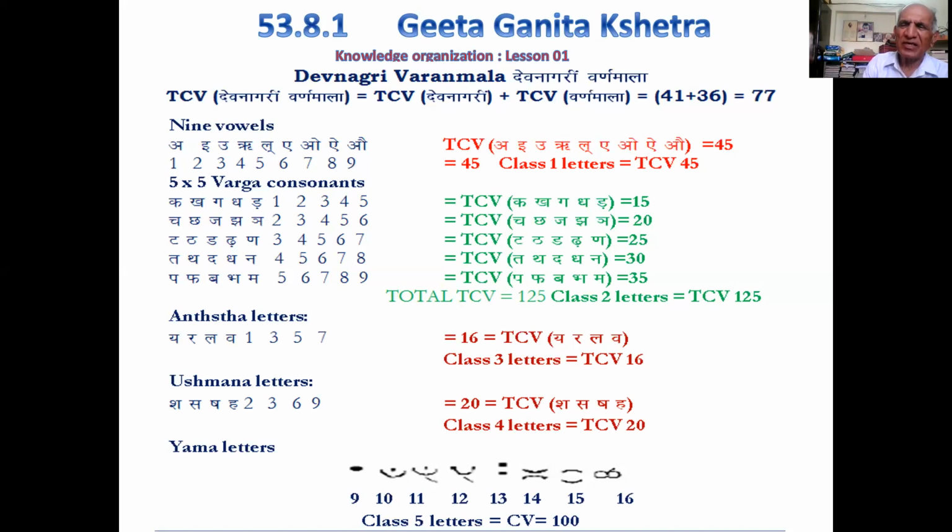This alphabet is an alphabet of 50 letters in all. These 50 letters are grouped in 5 distinct classes. There are 5 groups of these 50 letters. The first group, the first class, is designated as vowels. There are 9 vowels. 9 vowels are a, e, u, ri, ri, e, o, au.